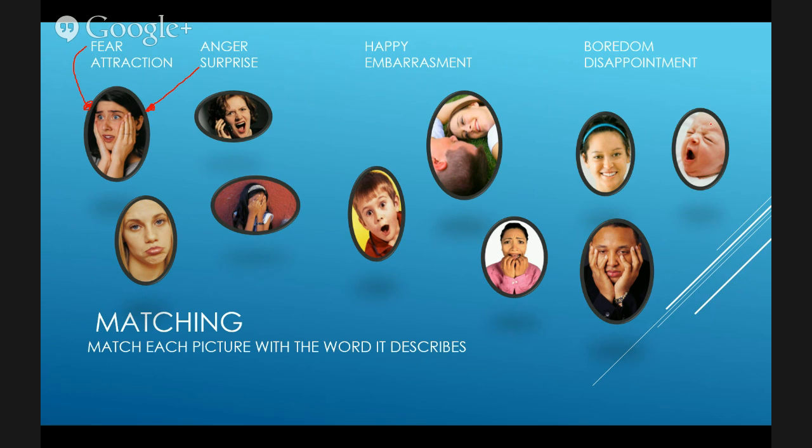You don't like things, yes, a situation also of sleeping, when you fall asleep. Which word up here do you think? Fear, attraction, anger, surprise, happy, embarrassment, boredom, or disappointment? No, I don't really understand your question.